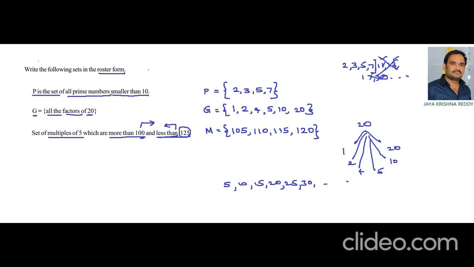So this is the way we have to convert the set builder form to roster form. Means the common property will be given, that is set builder form. We have to convert it into roster form, means we have to list all the elements of that set.